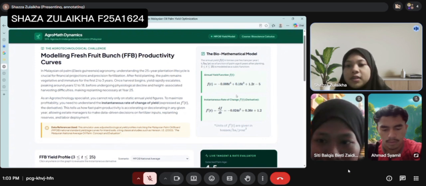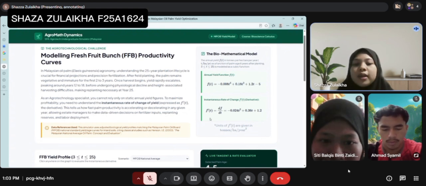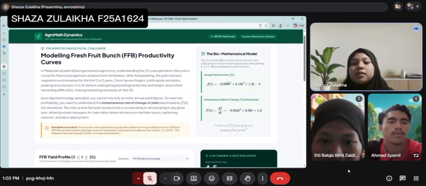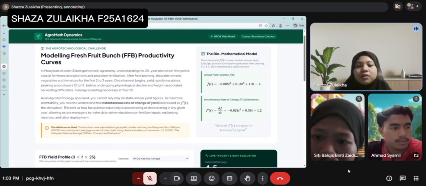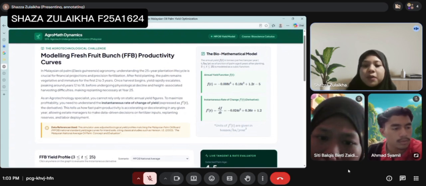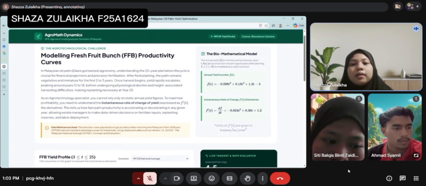When you look at this point, f'(t) equals negative 0.024 t squared plus 0.36 t plus 1.2. This derivative function tells us how fast the oil palm yield is increasing or decreasing at any specific year of the plantation life cycle. So we move to the next one.